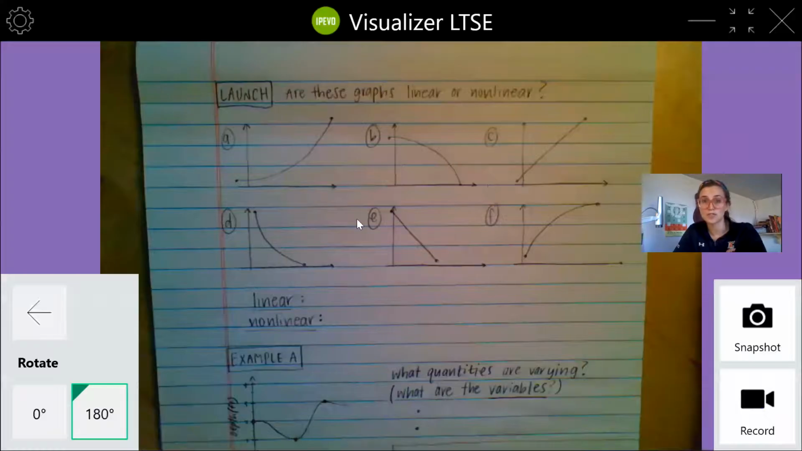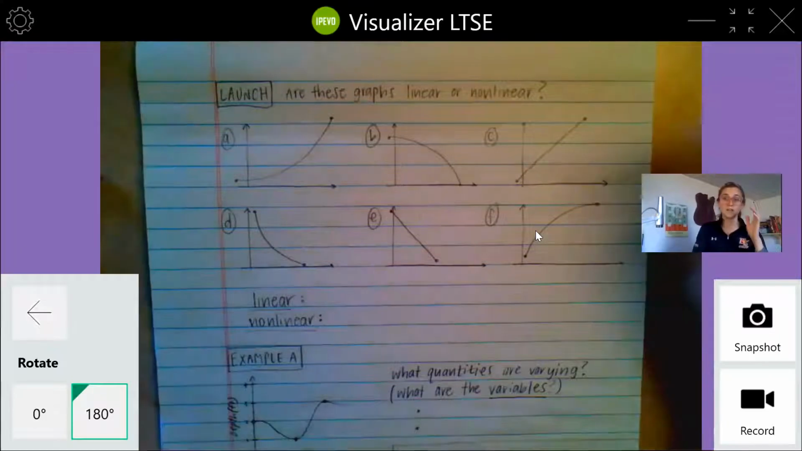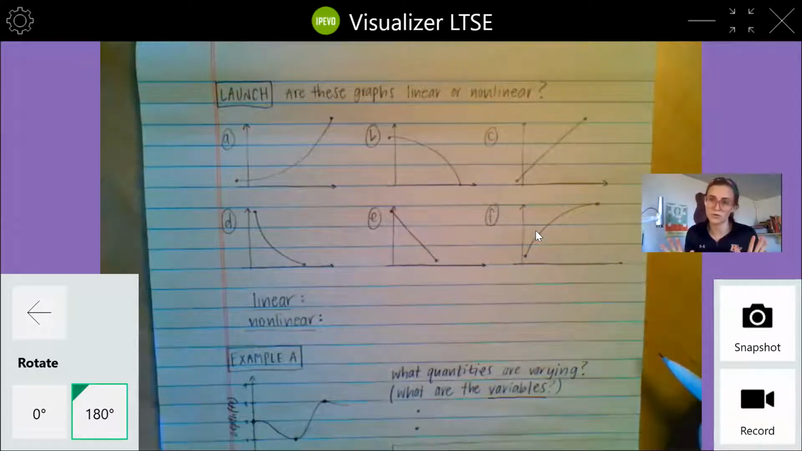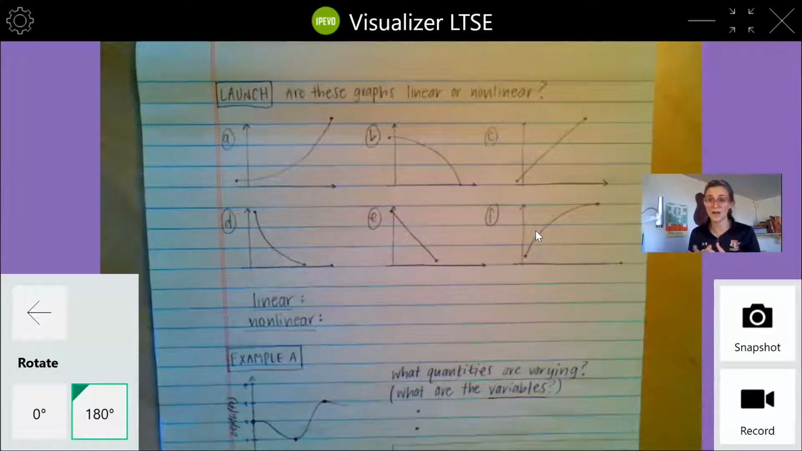So each of these graphs, we're checking to see if they are linear or nonlinear. Let's start with graph A. And what I want you to do first is pause the video. Pause the video and give it a try. There's 6 graphs here. This shouldn't take you more than a couple of minutes to just say if it's linear or nonlinear, okay? And then come back and I'll help you through it.